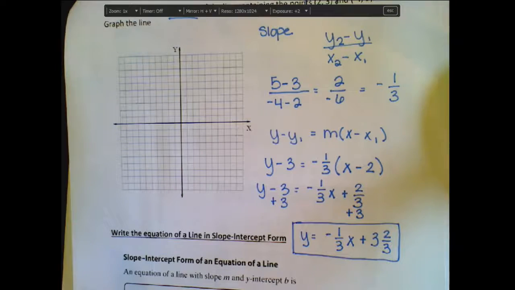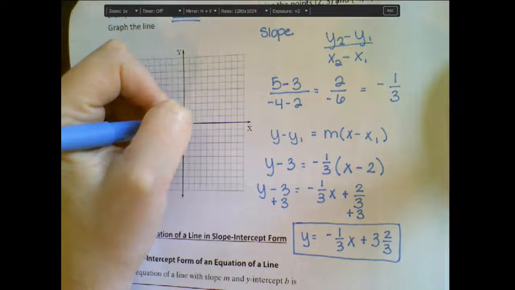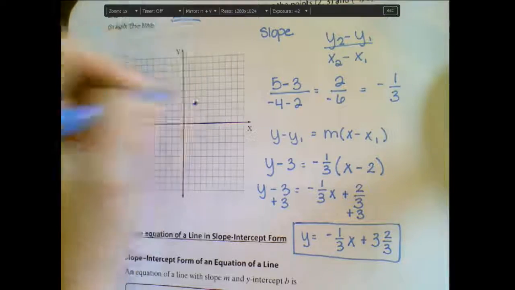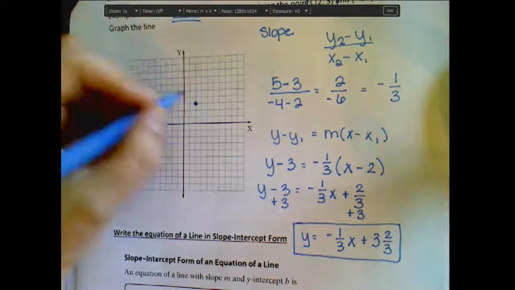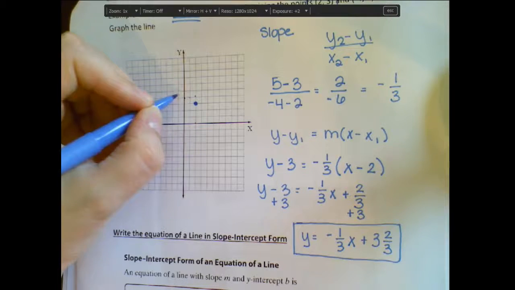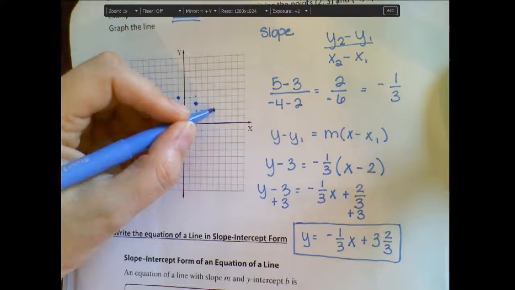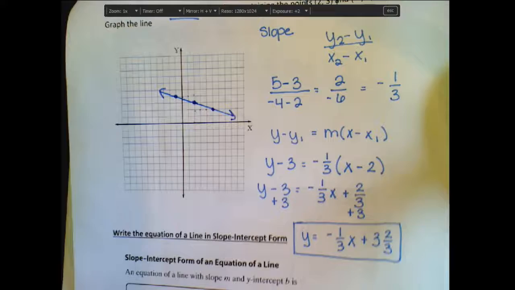Okay. Now we're going to graph this. For me, I would go up 2/3, or 2, 3 over 1, 2 of 1, 2, 3. And then I'm going to use my slope of negative 1/3. So I'm going to go up 1 over 1, 2, 3, and down 1 over 1, 2, 3. And here is my line.